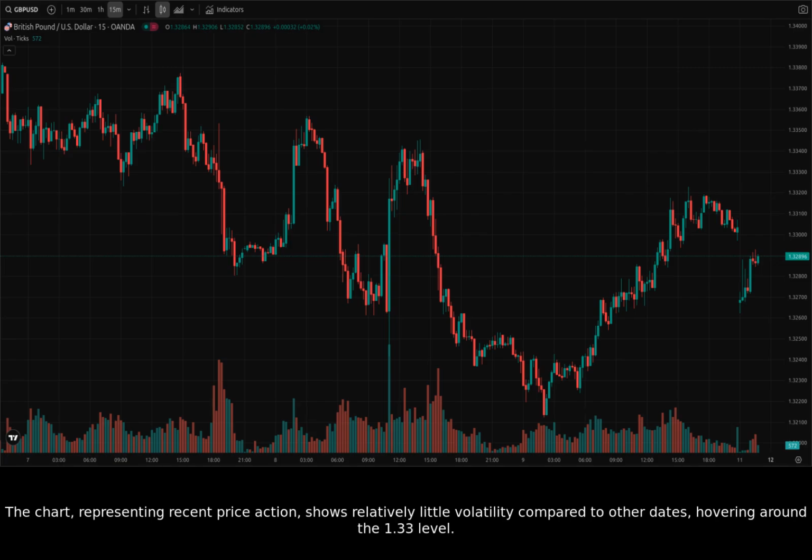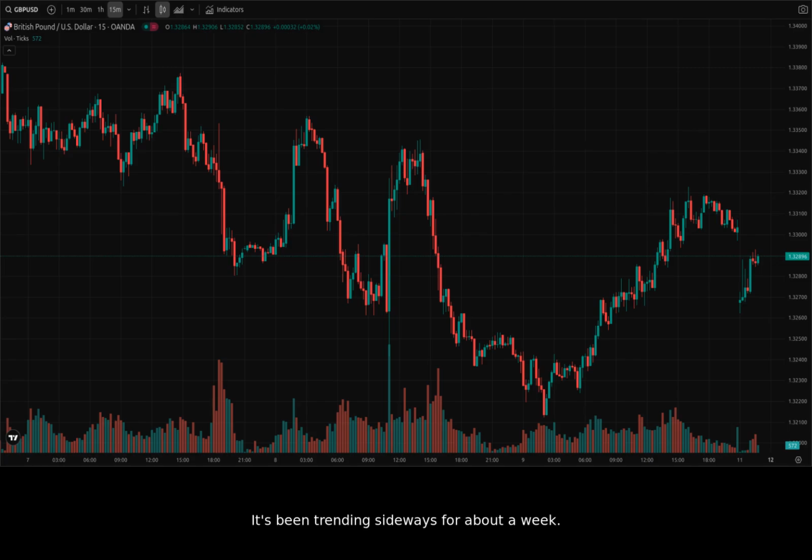The chart, representing recent price action, shows relatively little volatility compared to other dates, hovering around the 1.33 level. It's been trending sideways for about a week. If you prefer very short-term trades, look for any breakout from this sideways trend.